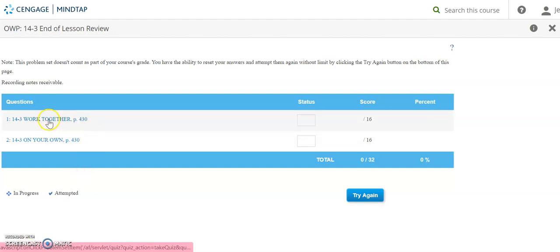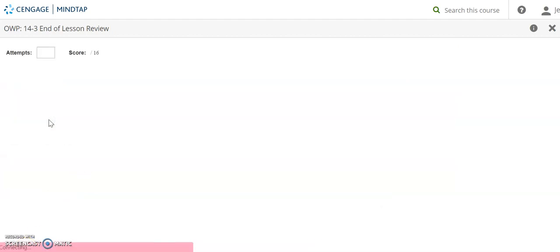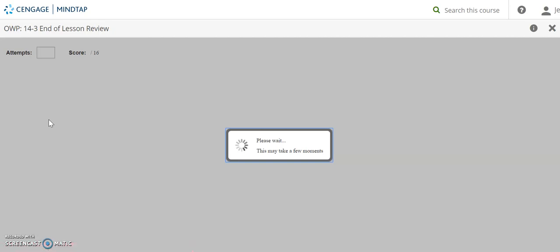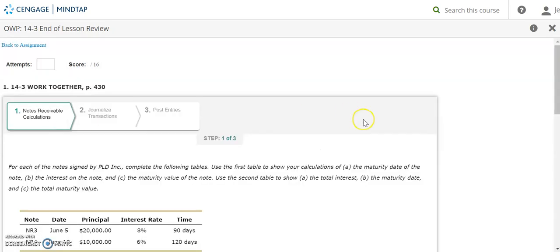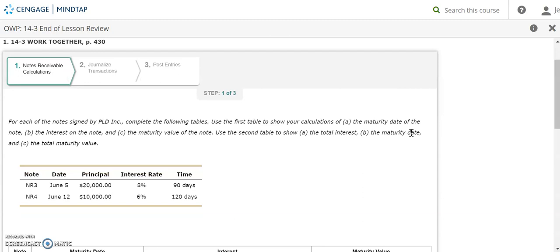All right, so we are going to do 14.3 work together. We have 3 steps in this work together. First step, it says for each of the notes signed by PLD Incorporated, complete the following tables.